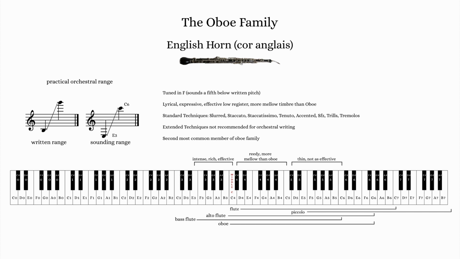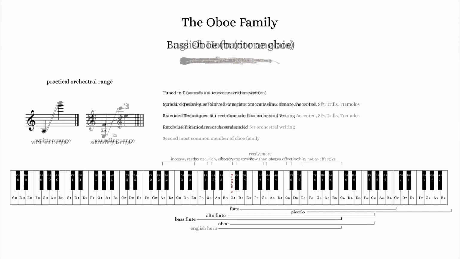Any virtuosic passage or things like double or triple tonguing will likely be harder on the English horn than on the oboe. In modern orchestral writing, the oboe and the English horn are used quite frequently, while the other members of the family are either rare or extremely rare.